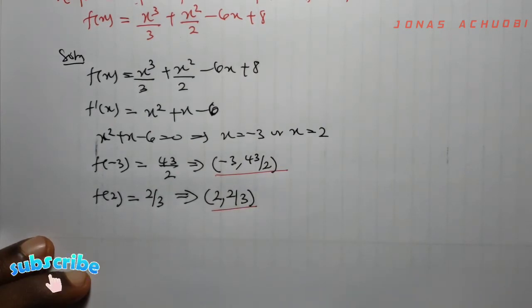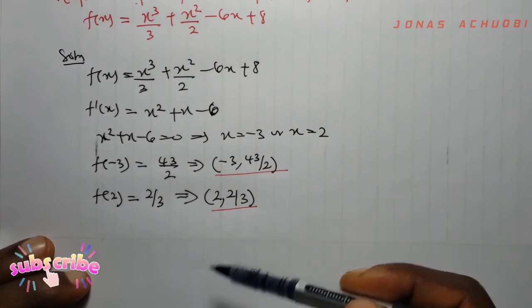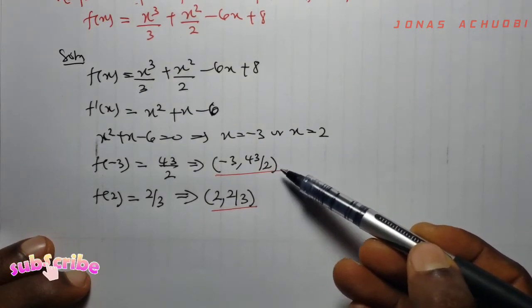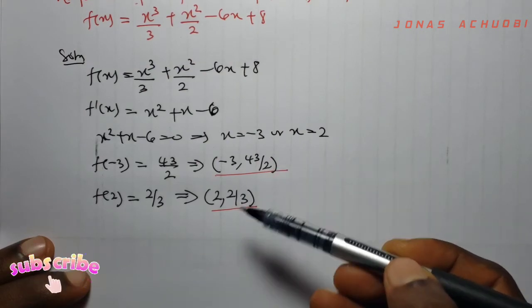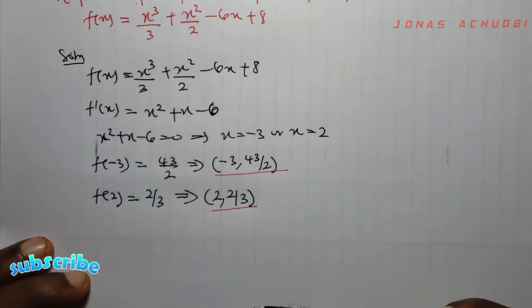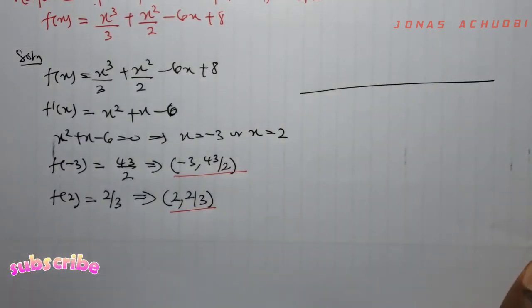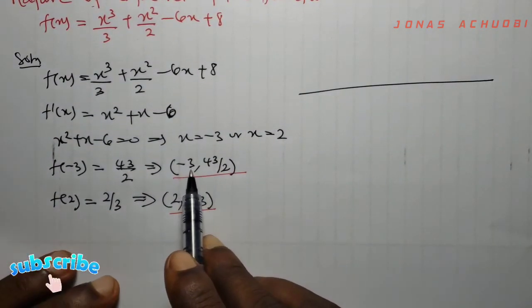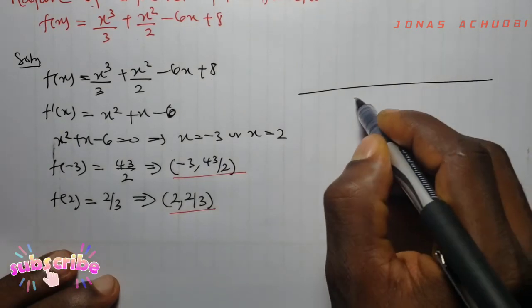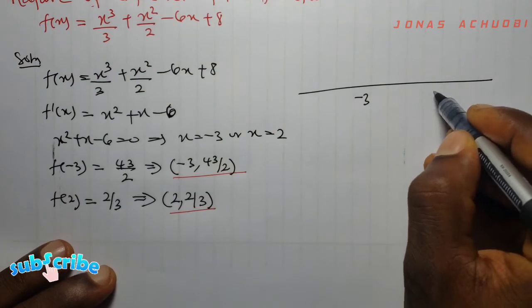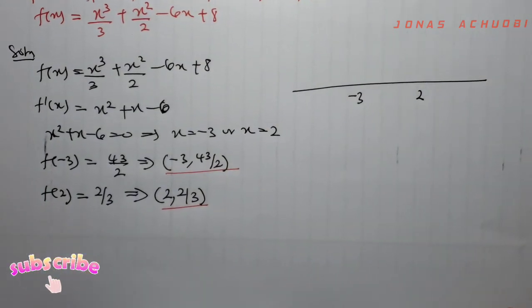We now want to check the nature of the critical points. That is to say, we want to check if each critical point corresponds to a maximum or a minimum. To do this, we sketch our x-axis. So the first critical number is minus 3. So negative 3 is somewhere here. And the second critical number is 2. And 2 is to the right of negative 3.